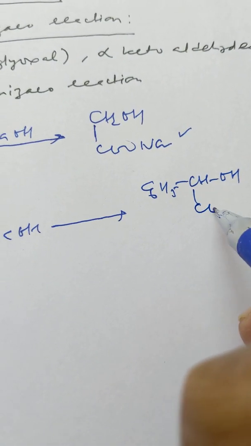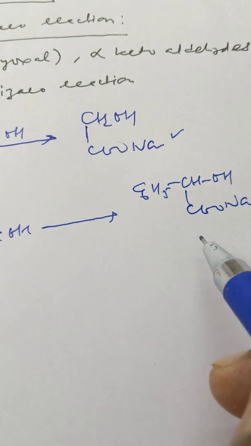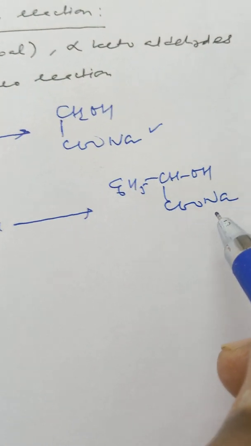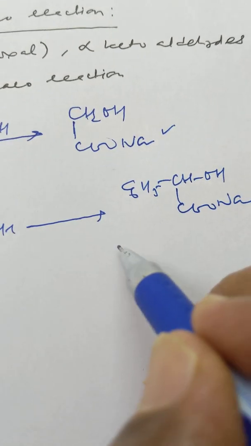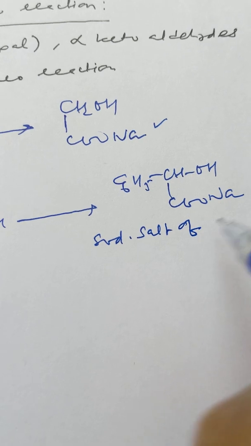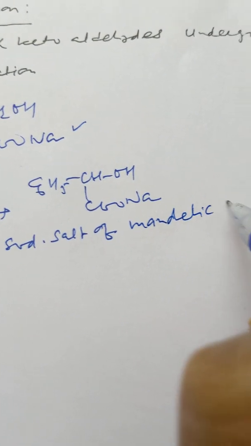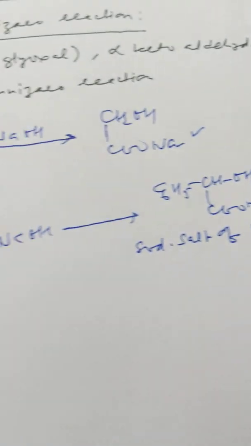C6H5CHOH COONa as the product of this reaction. That is, it is the sodium salt of mandelic acid. You can say it is, so if you want to write the name, sodium salt of mandelic acid is the product formed in this case.